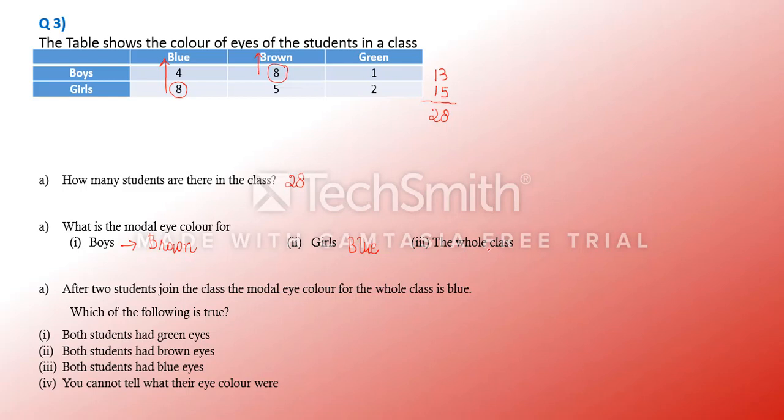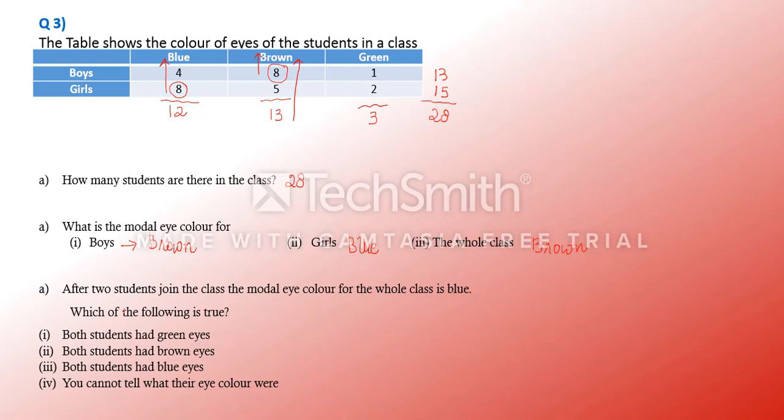As far as the whole class is concerned, we will have to add up these values, which here gives us a 12. So I know there are a total of 12 children who have blue colored eyes, and this gives me 13, and 1 plus 2 is 3. So obviously the maximum value is 13, which means the modal eye color for the entire class is brown.